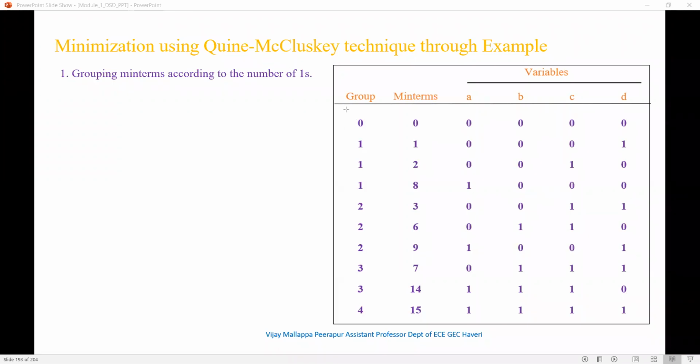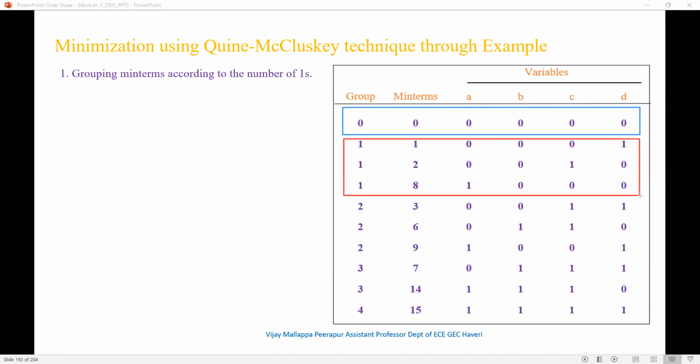Everyone can see from this what we have. The min term 0 belongs to group 0 because it does not contain any ones. Similarly, if you see group number 1, the min term 1 has only one 1, the min term 2 has only one 1, and the min term 8 has only one 1. So all these min terms 1, 2 and 8 belong to group 1.